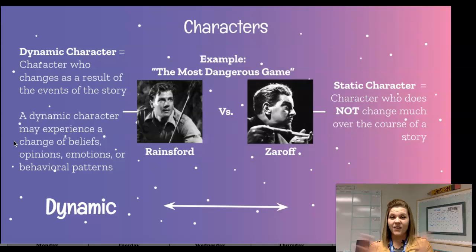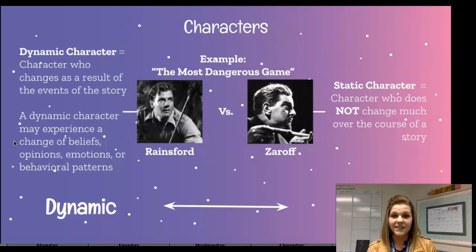Now the next item on the spectrum that I want to look at is dynamic versus static characters. A dynamic character is one who changes as a result of the events of the story. So a dynamic character is going to change their beliefs, their opinions, emotions, or behavioral patterns because of what's happened to them during the story. A static character is a character who does not change much over the course of the story. You can kind of remember that by using the chant, static stays the same, static stays the same. They do not change much over the course of the text.